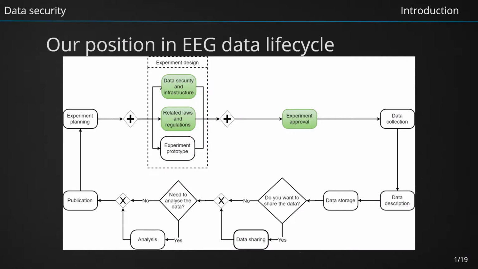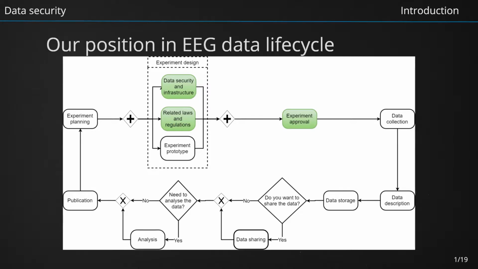In the first part of our tutorial, we introduce the whole EEG data lifecycle that you can see in the picture. It describes the phases through which the EEG or event-related data pass during their life. In this part, we will focus on the experiment design phase and experiment approval phase, marked green in the picture. That is preceded by the phases of experiment planning and experiment prototype creation that were presented in more detail in the second part of our tutorial.